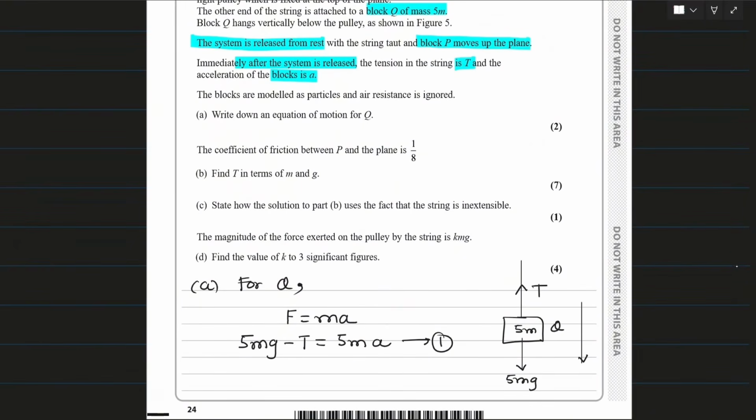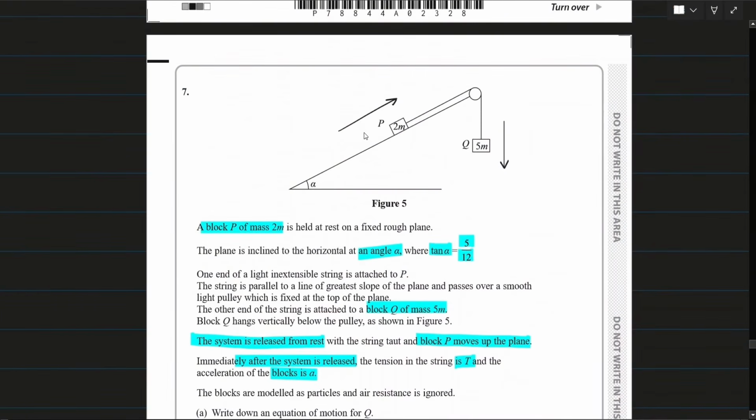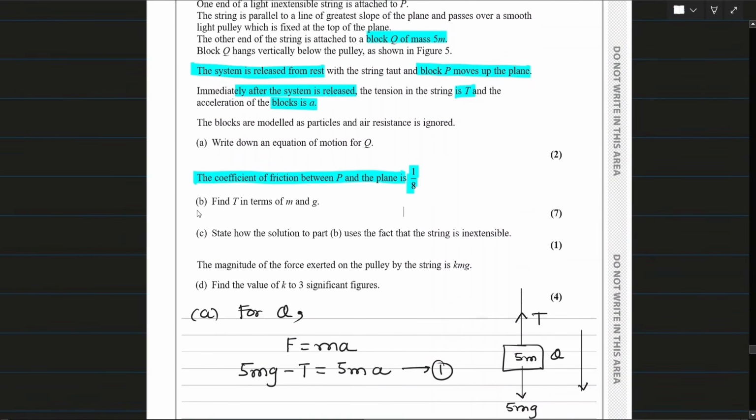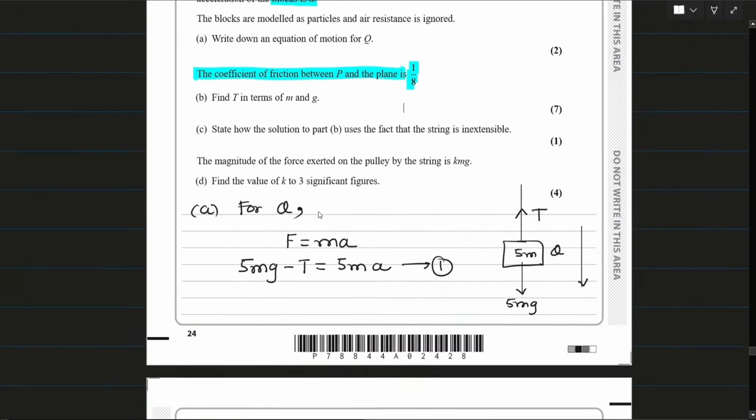Now for part B, it is given that the coefficient of friction between P and the plane is 1/8. We know that our block P is on a rough plane, and the coefficient of friction between the surface and the block is given as 1/8. So for part B, we have to find T in terms of m and g. We have to find the tension in the string in terms of m and g only.